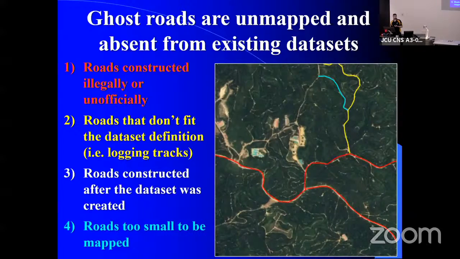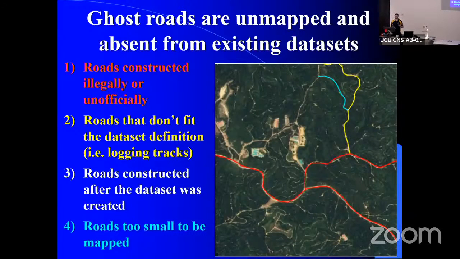You also have roads that don't fit the definition of what a government or a group might consider roads, so small palm oil and logging tracks, things like that. Obviously, there are roads that have been constructed after the data set was developed. If you have a data set that's 5 years old, the roads that have been built in that time are all external to the data source, and you can't predict the impacts of those roads. And also roads that are too small to be mapped. Lots of the small logging tracks and tracks on people's properties are often too small to be seen in low resolution satellite imagery, and they're often external to these data sets as well.